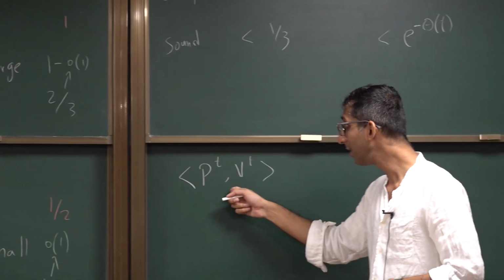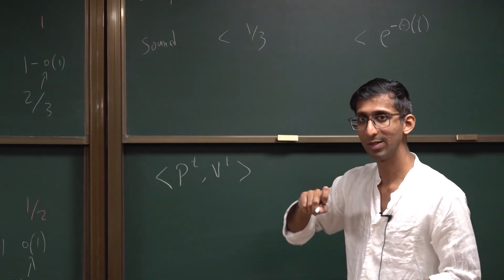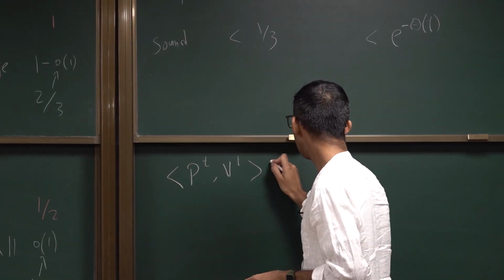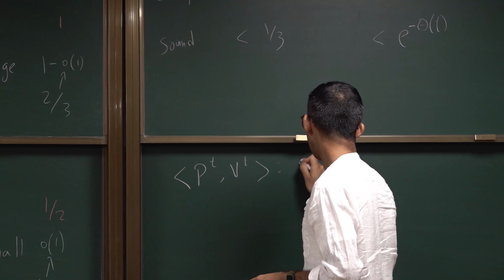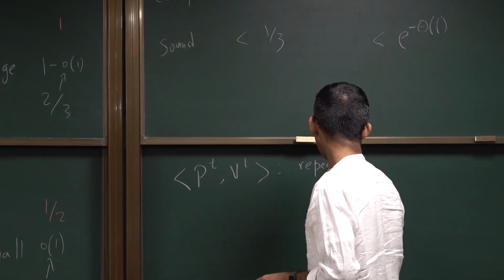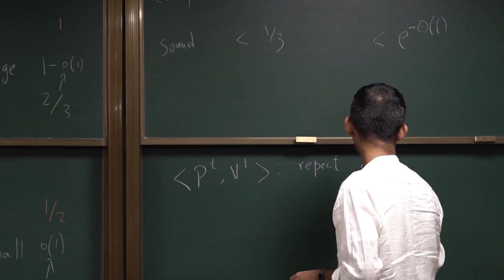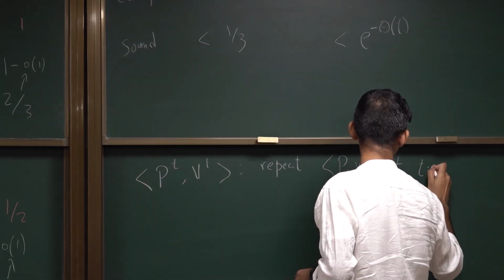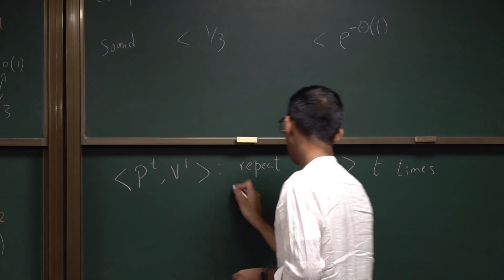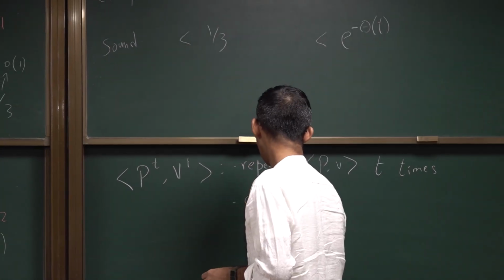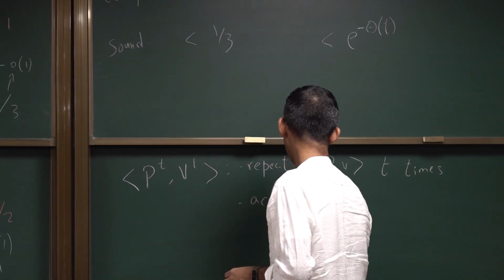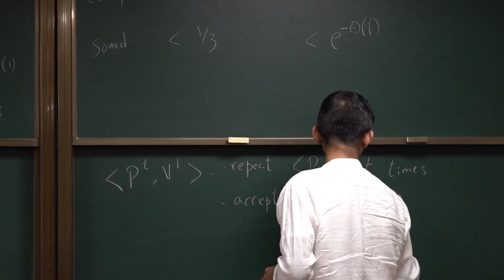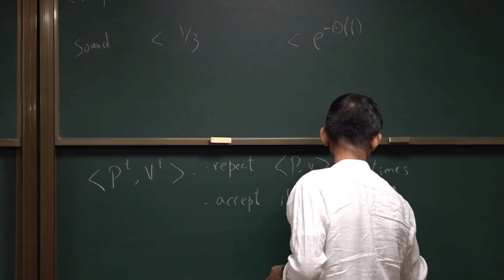So I'm going to define this using a proof system PV. And what this is going to do is you just repeat p comma v t times, and you accept if and only if all of them accept.